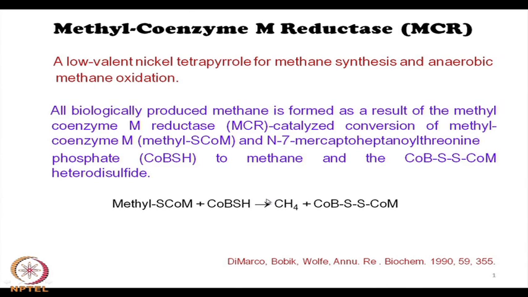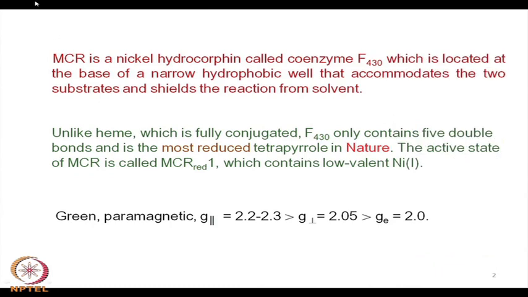So, you have the nickel tetrapyrrole system, now how can we provide that particular methyl group? This reaction should be nickel center catalyzed. It is not a direct reaction between these two, but a nickel catalyzed reaction. Methyl coenzyme M reductase contains a nickel hydrocorphin, a porphyrin related species, a tetrapyrrole system, which we call coenzyme F430, well known like our cytochrome P450. You should be able to identify this number.